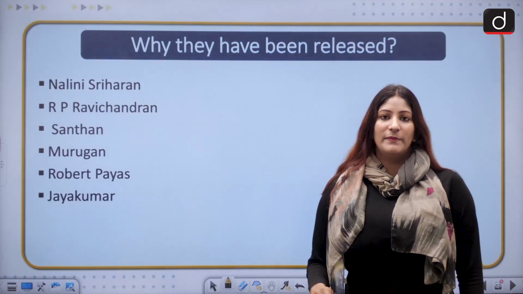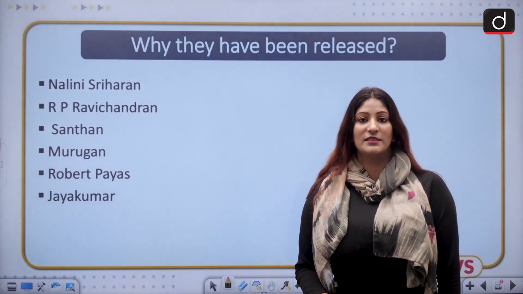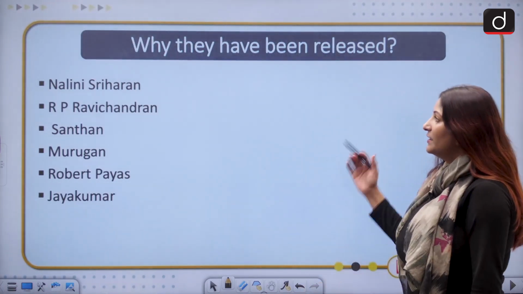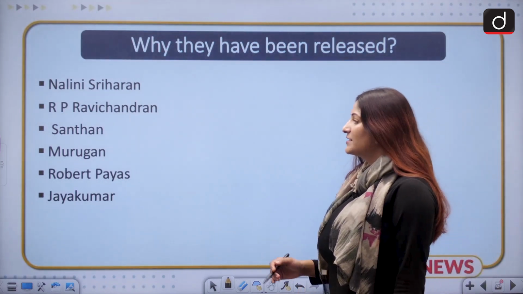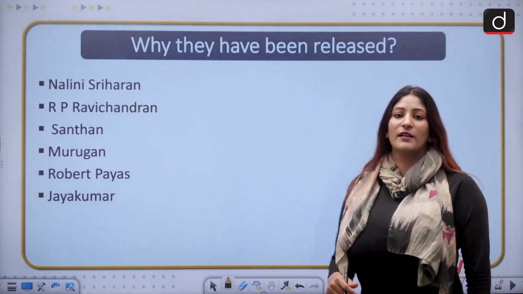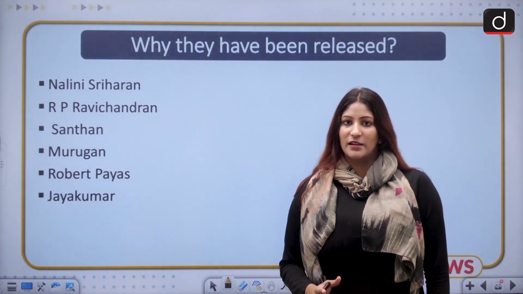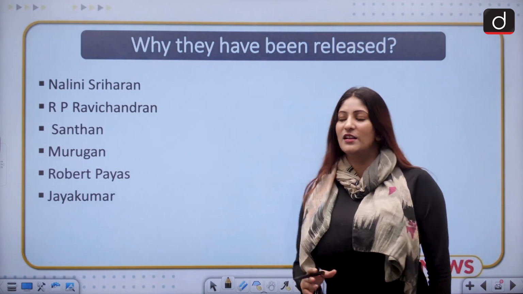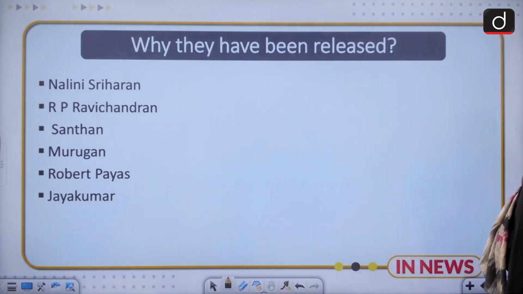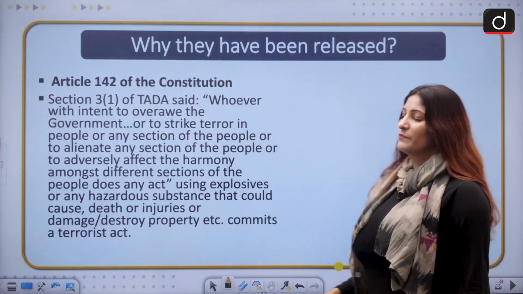Now, why have they been released? Let's talk about this as well. Nalini Sriharan, R.P. Ravichandran, Santhan, Murugan, Robert Pius, Jayakumar are the ones who have been released recently. The 7th one was A.G. Perarivalan. We have covered his story as well. We will put the link of this in the description box.